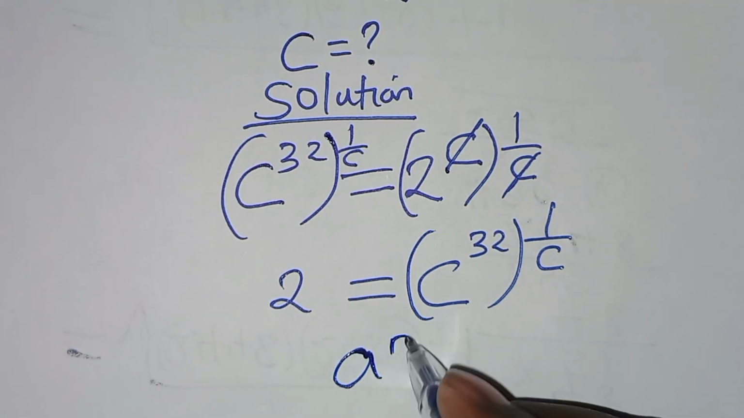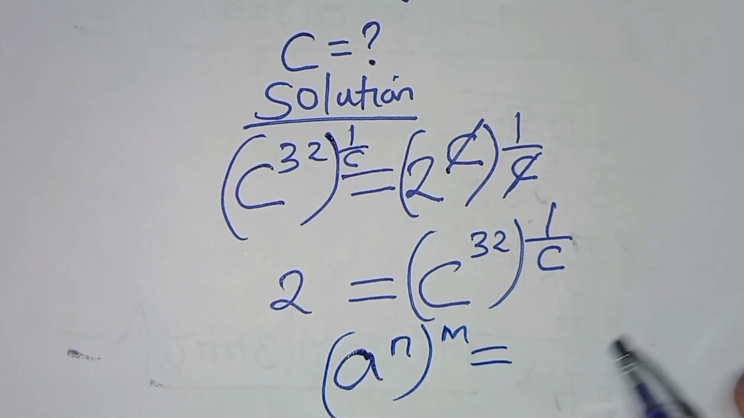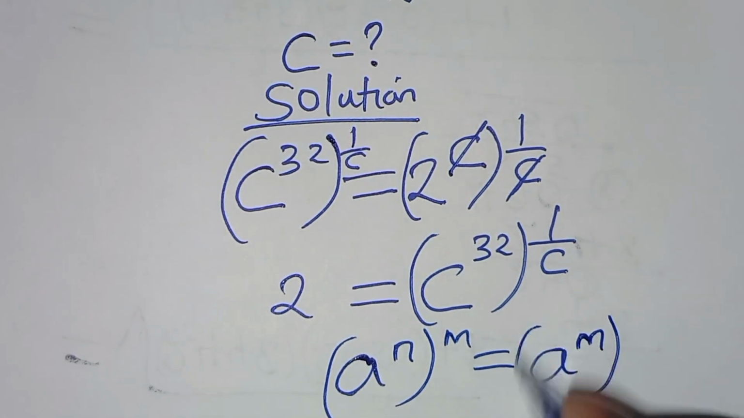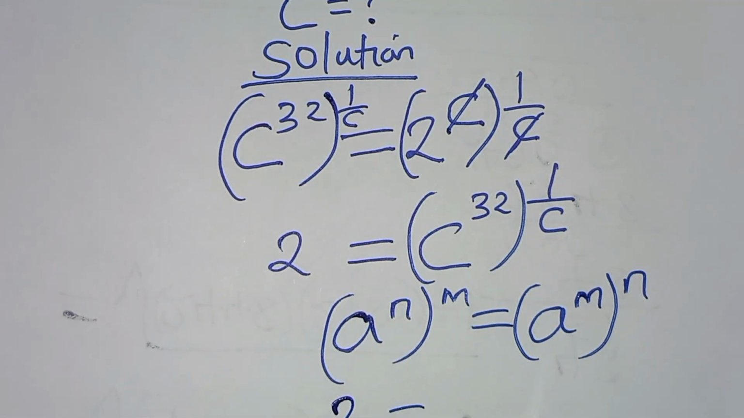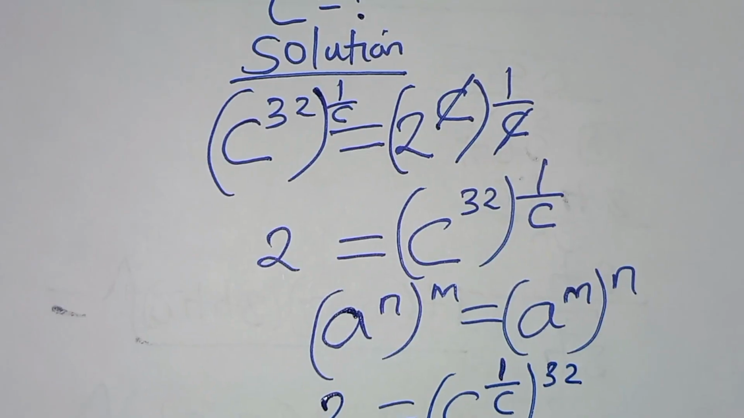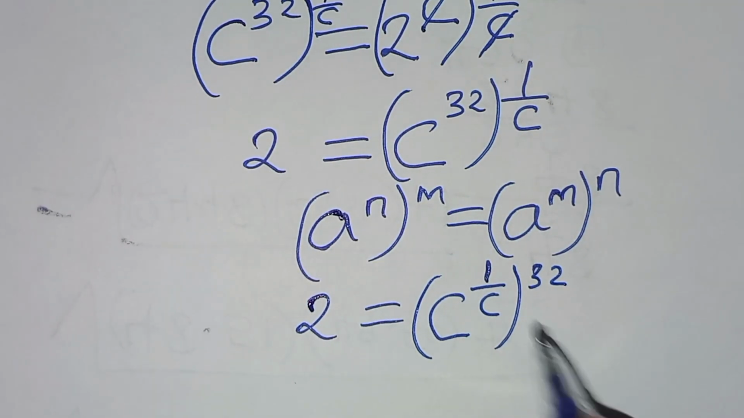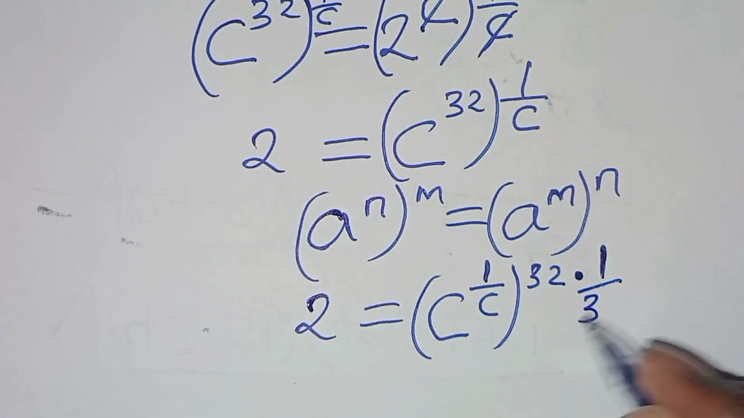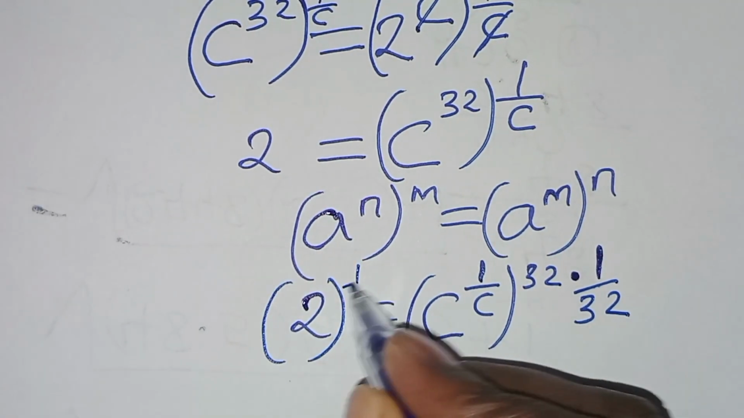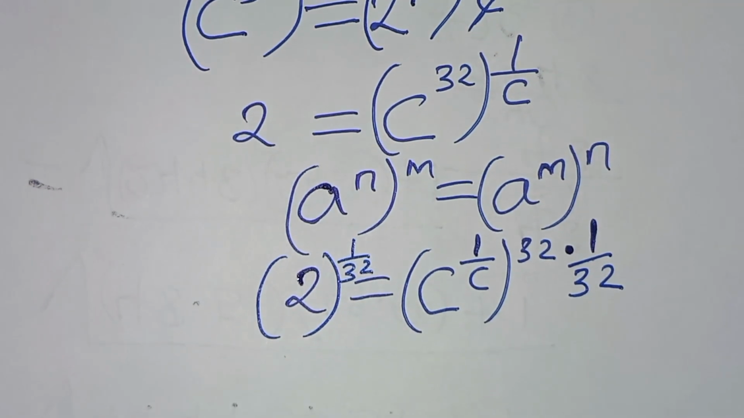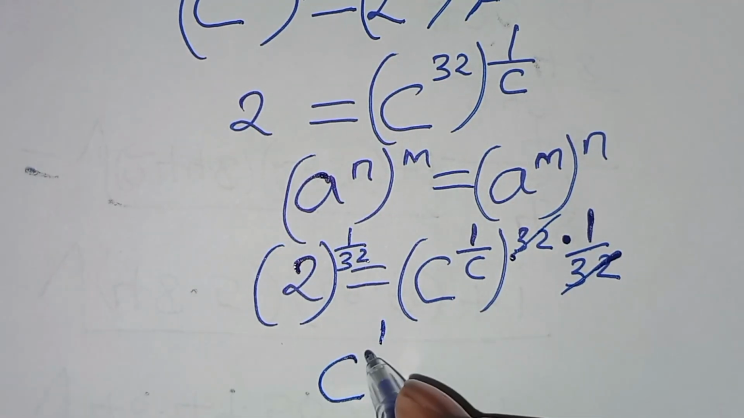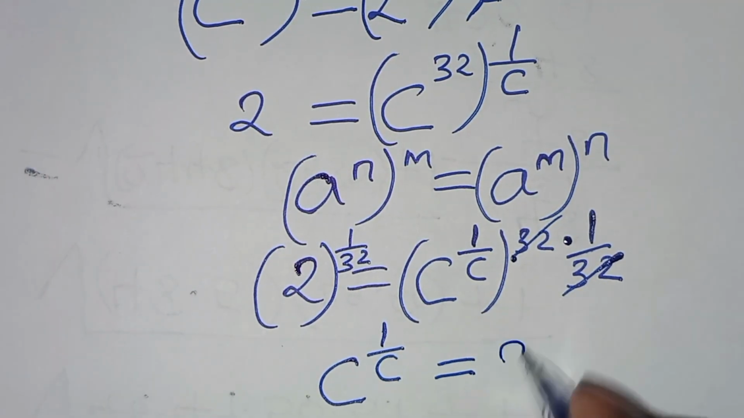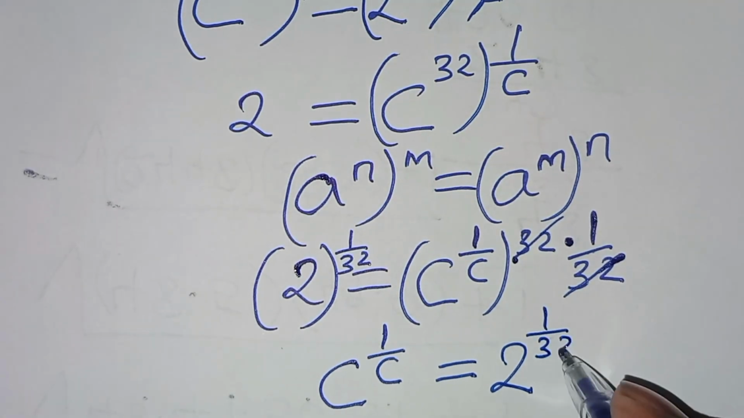given that a to power n raised to power m, we can express this as a to power m raised to power n. So applying this exponent property, this is the same thing as 2 is equal to c to power 1 over c raised to power 32. Now from here, let's multiply both sides by 1 over 32. So that now, if you simplify here, we'll have c raised to power 1 over c. This is equal to 2 to power 1 over 32.